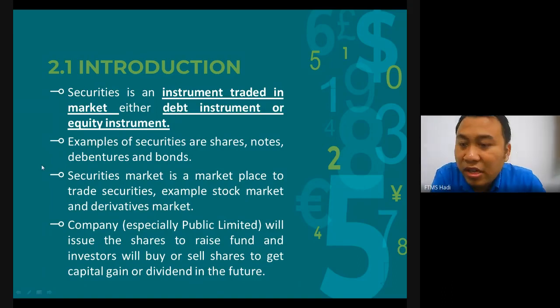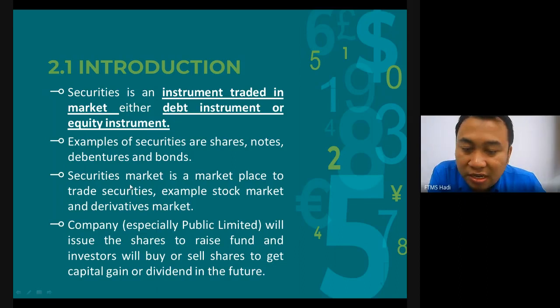Okay, the second one is equity instrument. Therefore, the mechanism of trading is more on buying and selling shares. Or we can also call it providing equity and receiving equity. This debt instrument, you will learn later in chapter 7, which is bonds, and equity instrument you will learn later in chapter 6. But in this chapter, we are more focused on equity instrument, because one of the main instruments available in the market, commonly and popularly used by investors nowadays, is shares. So examples of securities are shares, notes, debentures, and bonds. But this chapter mostly focuses on shares.